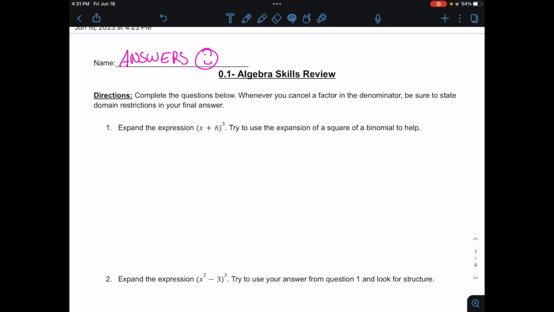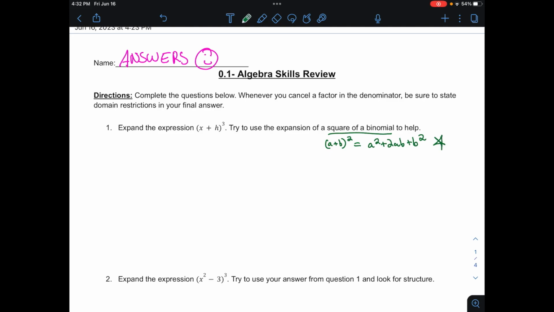Okay, we're going to work through the 0.1 algebra skills review. The first one says to expand the expression (x + h)^3, and the suggestion is to try to use the expansion of a square of a binomial to help. As a little refresher, the square of a binomial is: if we have (a + b)^2, this will expand to a^2 + 2ab + b^2.